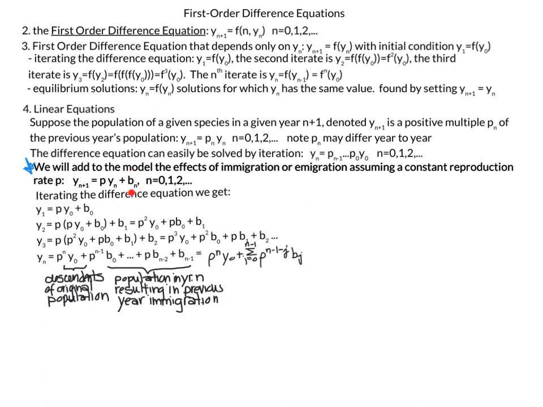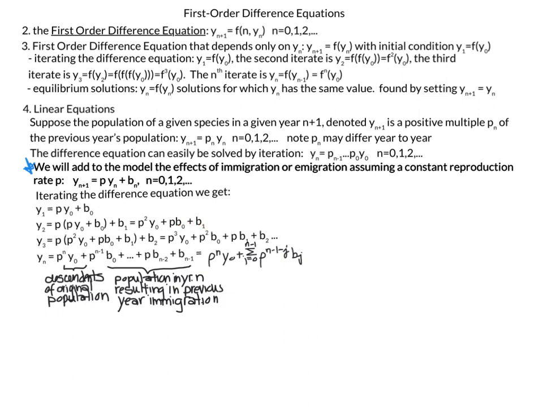And b_n, for this formula, can change. The emigration can change year to year. So we can iterate the difference equation, and we get y_1 = ρ y_0 + b_0, just setting n equal to 0 and plugging in. y_2 is now equal to ρ, and now I need y_1 in here, so I plug in y_1, plus b_1. And I get ρ² y_0 + ρ b_0 + b_1.